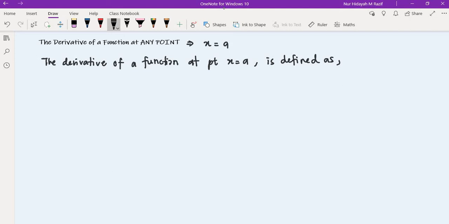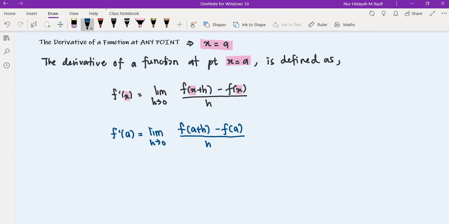So where do we get that formula? If you recall, the formula for first principle is f prime of x is equal to the limit of f of x plus h minus f of x, divided by h, as h approaches 0. We are going to substitute x is equal to a, so we substitute a here and here as well. That will give us the formula as shown in the notes, where f prime of a is equal to the limit of f of a plus h minus f of a, divided by h, as h approaches 0.